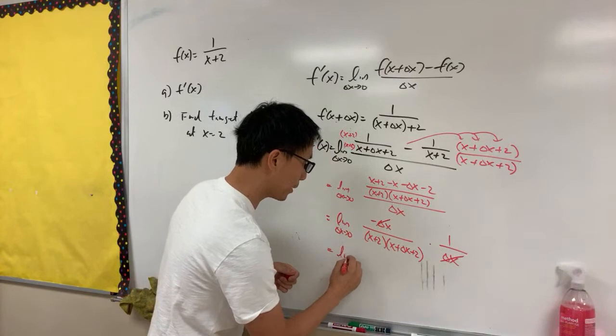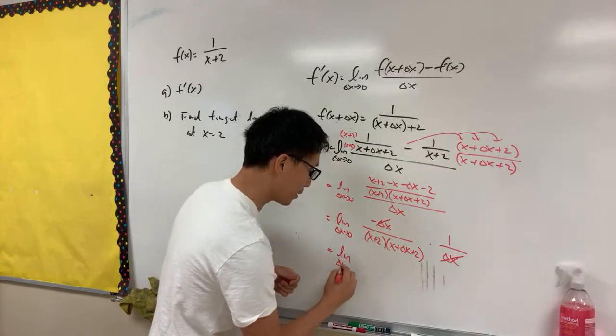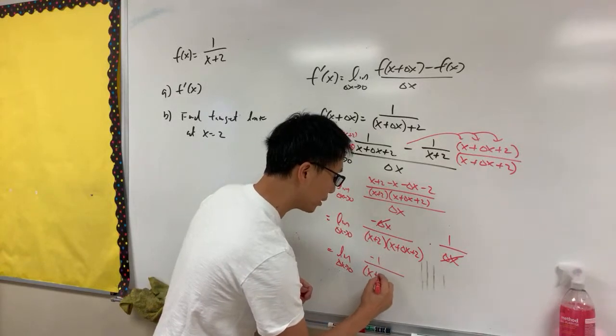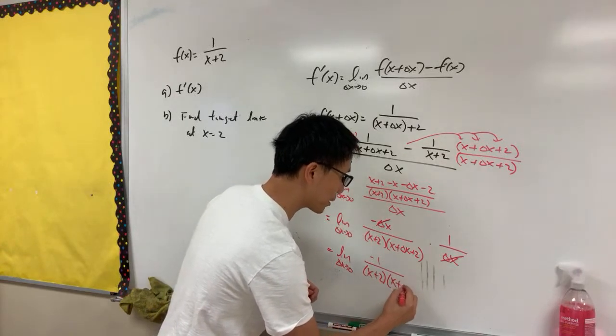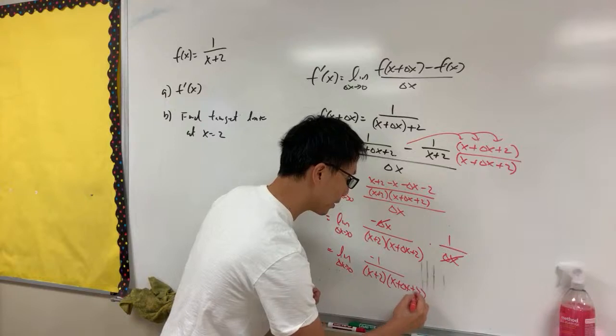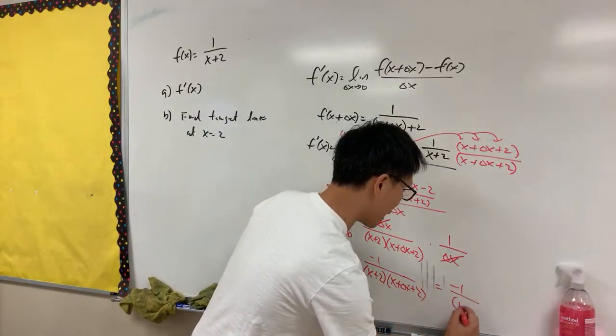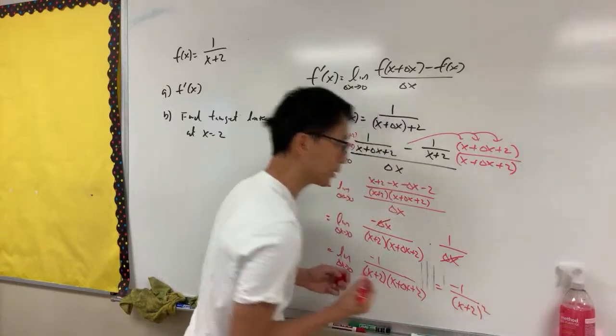So it'd be the limit as delta x approaches 0 of negative 1 over x plus 2 times x plus delta x plus 2. And then I'm just going to let delta x approach 0, so it's going to be negative 1 over x plus 2, parentheses, squared.